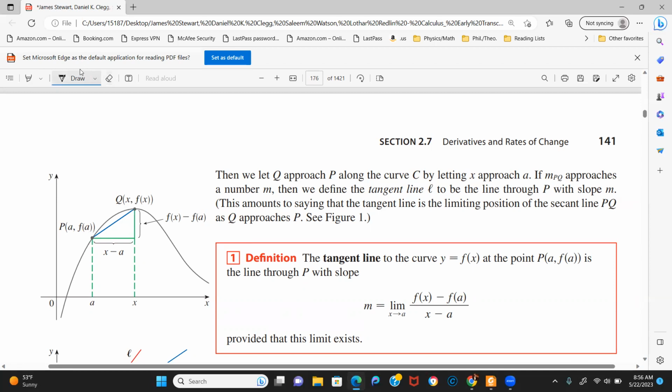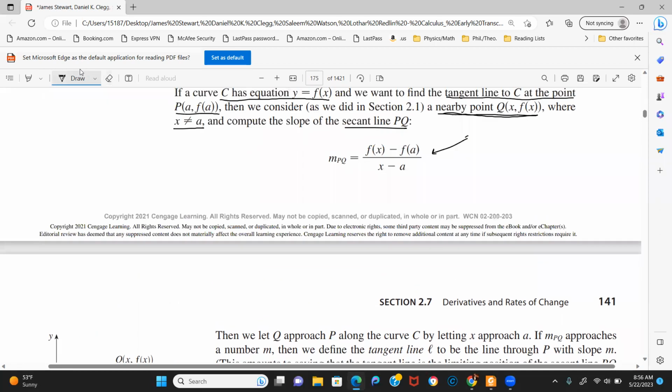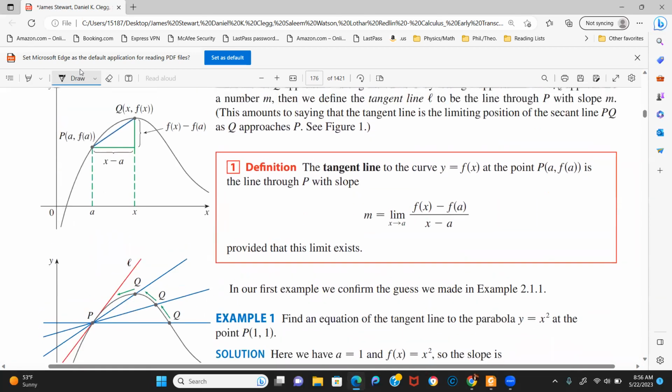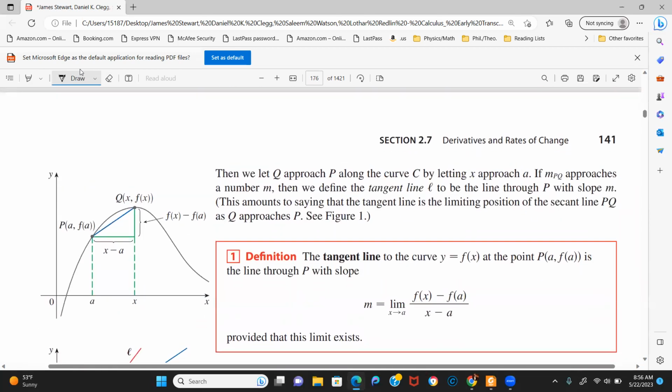And then what this number right here computes is the slope of that secant line, this blue line. Now, to get the slope of the tangent line to this curve at this point, you just take a limit of these slopes of secant lines. So these are slopes of secant lines.